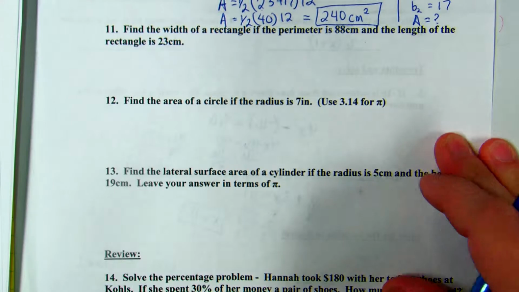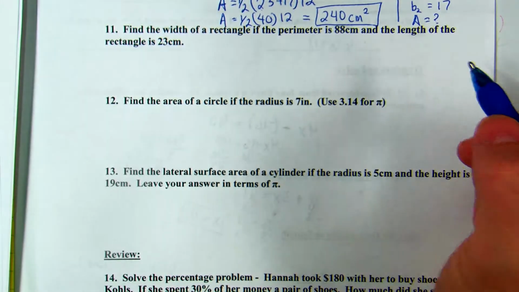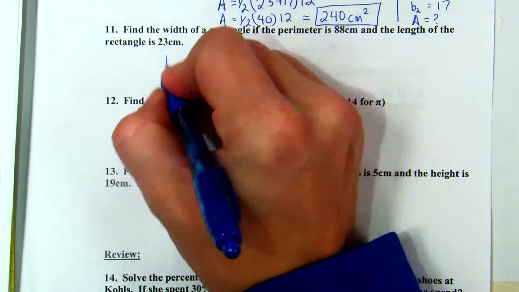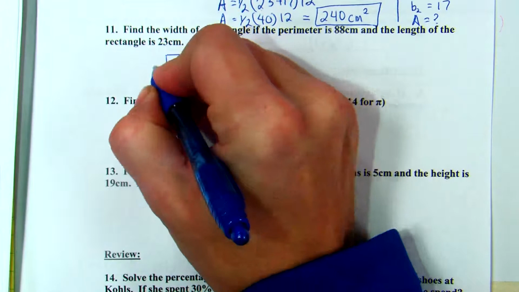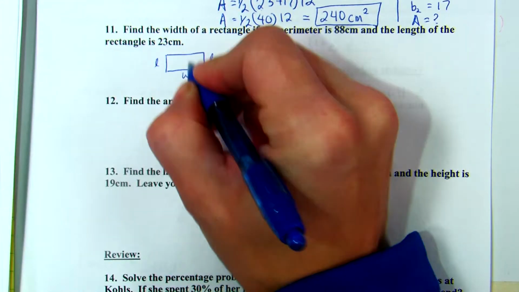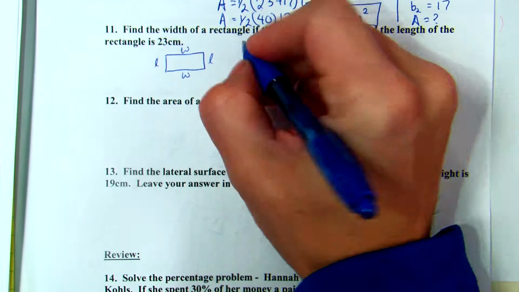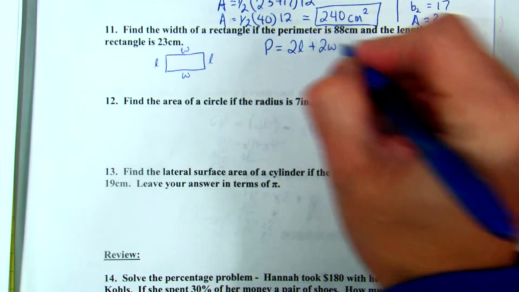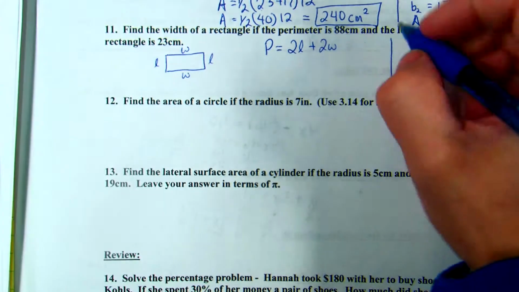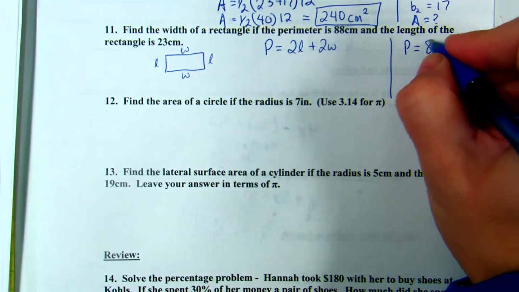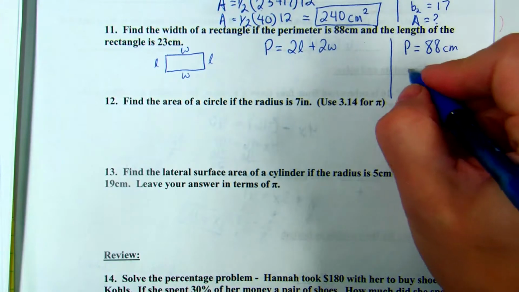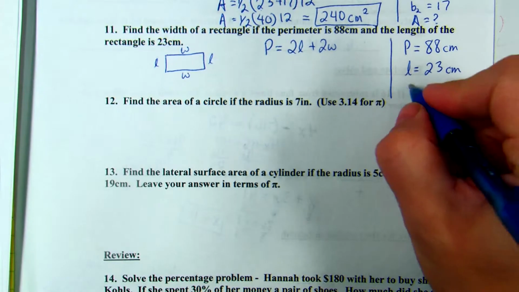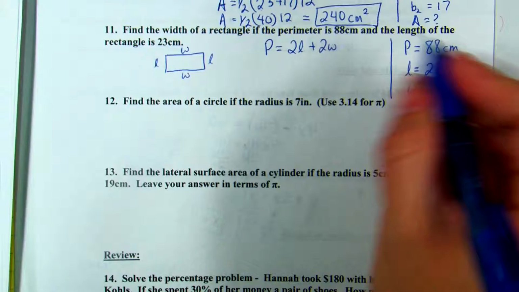Find the width of a rectangle if the perimeter is 88 centimeters and the length of the rectangle is 23. Well, we know we've derived this formula. We can draw a rectangle here. We've got length and width, and if we do the addition of these, we'll end up with perimeter is equal to 2L plus 2W. We'll make our key to the right. Perimeter they give as 88 centimeters. The length they give as 23 centimeters. And the width is the unknown.